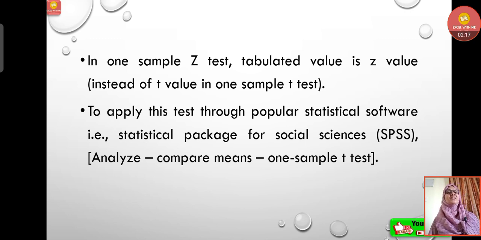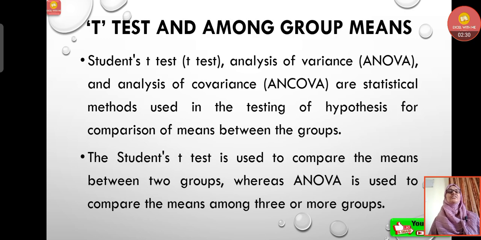To apply this test through popular statistical software, that is the Statistical Package for Social Sciences, SPSS, in that we can go to Analyze, Compare Means, One Sample T-Test. Now, the t-test and, among group means, the Student's t-test, analysis of variance, that is ANOVA, and analysis of covariance, ANCOVA, are statistical methods used in the testing of hypothesis for comparison of means between the groups.